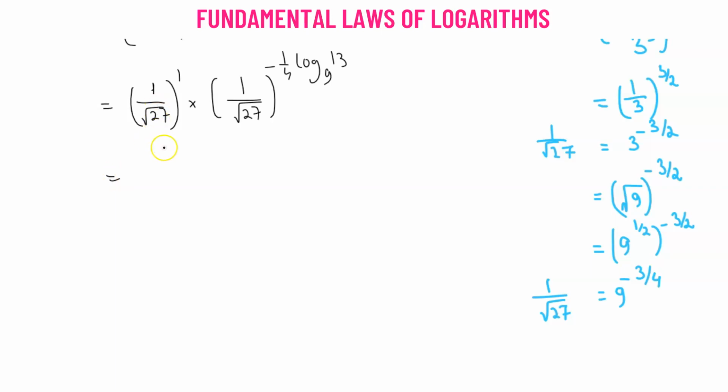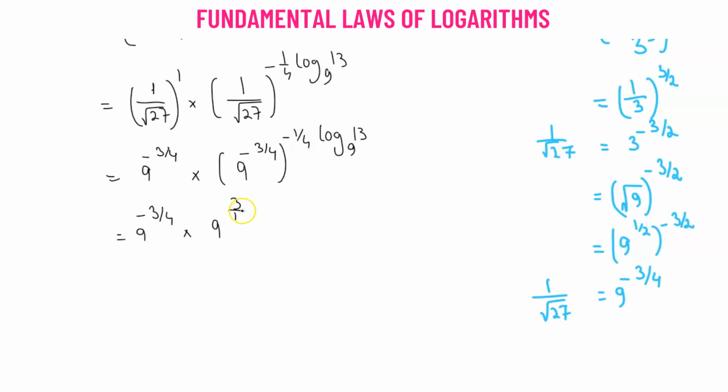So 1 over square root of 27 is 9 raised to the power of negative 3 over 4, multiplied to 1 over square root of 27, so 9 raised to the power of negative 3 over 4, whole raised to the power of negative 1 over 4 times log of 13 with a base of 9. So that's 9 raised to the power of negative 3 over 4 times 9. So here we can multiply the exponents. So negative 3 over 4 times negative 1 over 4 will become 3 over 16 times log 13 with a base of 9.